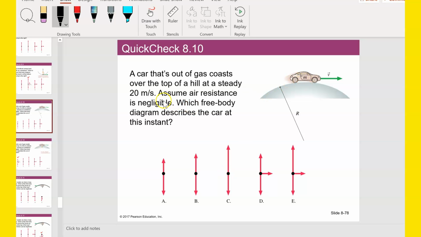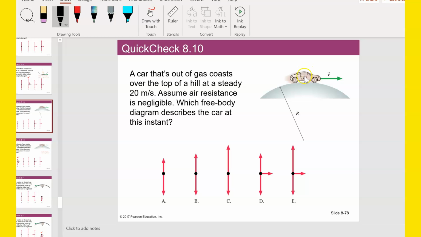I wish it had said assume friction is negligible, because I would want to put a friction force on here. But we're just going to assume that because it says it's moving at a steady 20 meters per second. So if that's the case, friction can't do anything. So the only things we're going to look at then are the normal force and gravity. So it's got to be A, B, or C then.